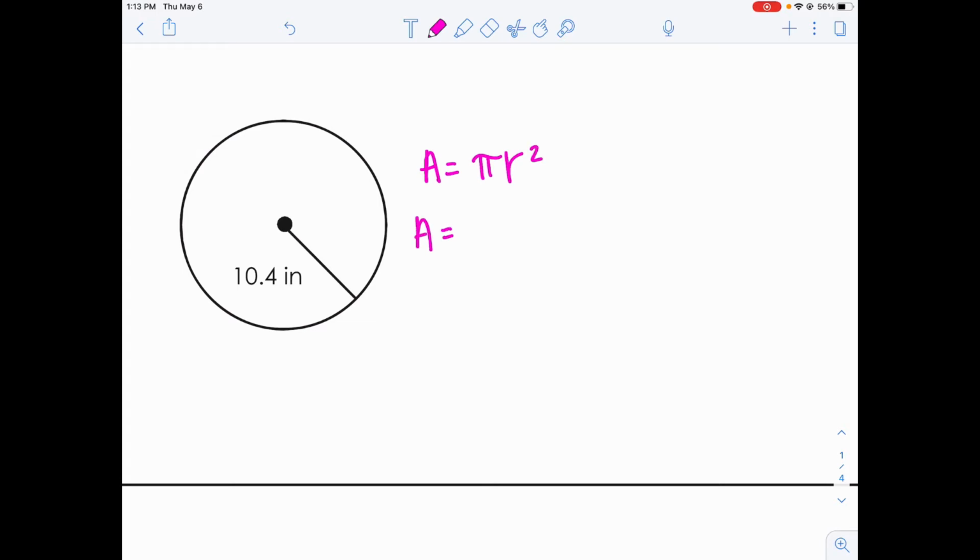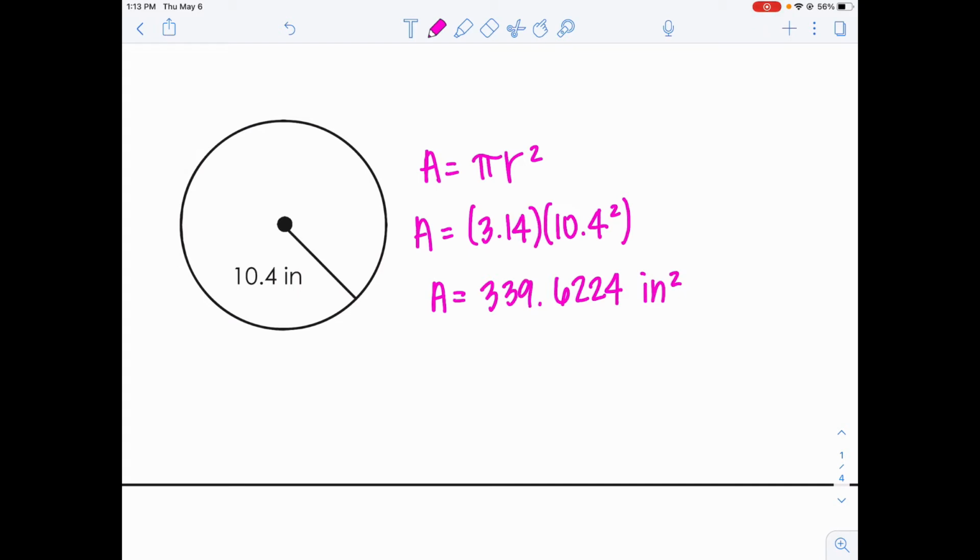Last but not least, they give me the radius, so area equals pi times the radius squared. Area equals 3.14 for pi. The radius is 10 and 4/10, and I square it. Plugging it all into my calculator, 3.14 times 10 and 4/10 squared gives me an area of 339 and 6,224 10,000ths, needs a label, inches squared. Go ahead and turn it over to the next page.